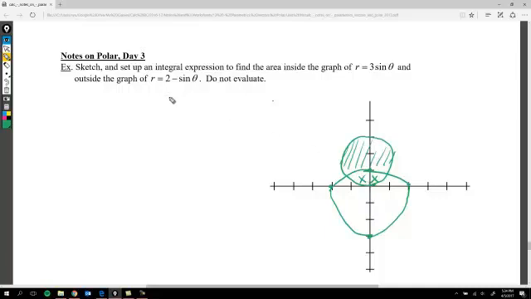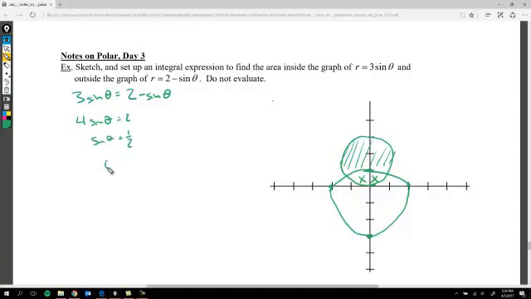Well, the first thing I need to do every time I'm dealing with two functions in area is find their intersection points. So I'm going to set these two equations equal to each other. I need to solve for theta because I need to know at what angle these are intersecting each other. So I'm going to add sine to both sides. That's a 4. And divide.